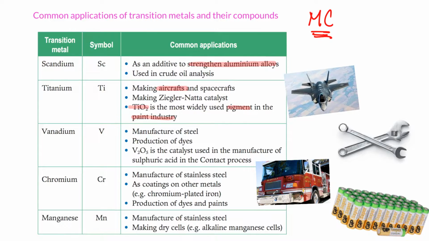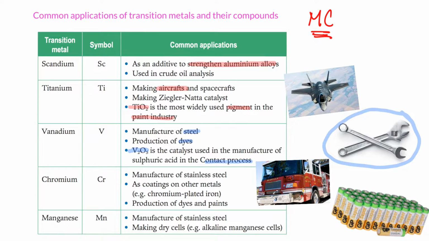Vanadium, we can use it to make steel. Vanadium also has a lot of colors, so it can be used as a dye. Vanadium(V) oxide we mentioned just now in the contact process. This kind of screwdriver, spanner, we can make from steel containing vanadium.